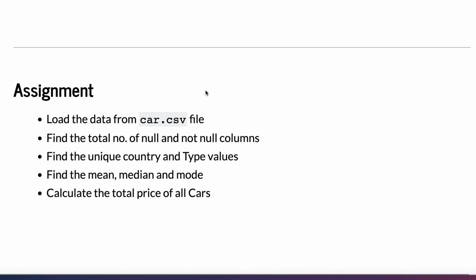So I want to give you a small assignment as part of this tutorial. I want you to load the car.csv file from the data directory. I want you to find the total number of null and not null columns present in the data frame. Find the unique country and type values, find the mean, median and mode, calculate the total price of all cars. So you got the hint, right? You might have to use stack or values functions to achieve this.